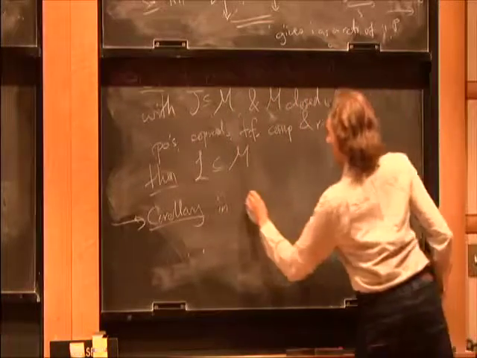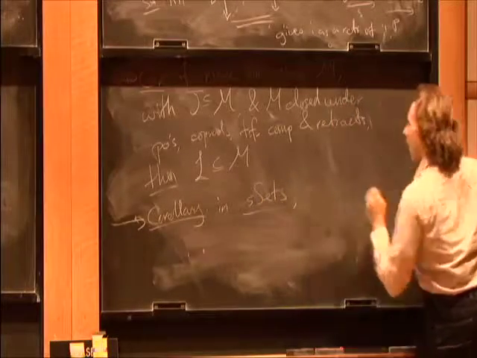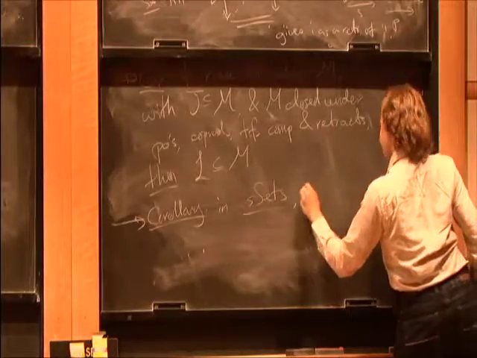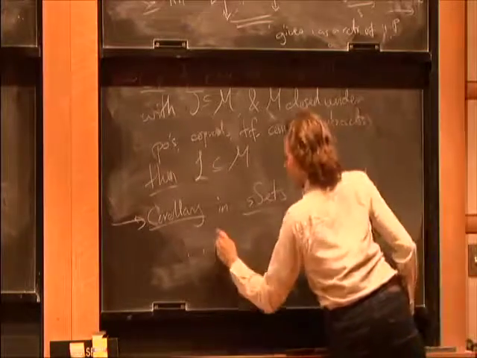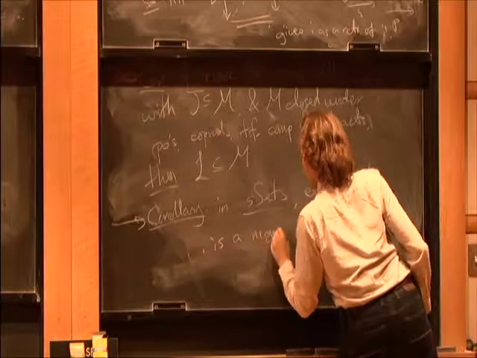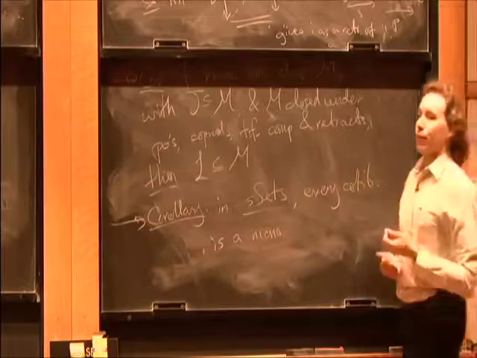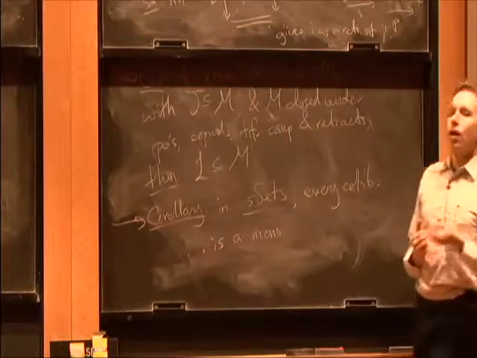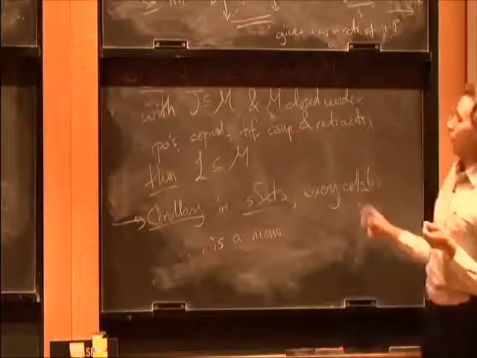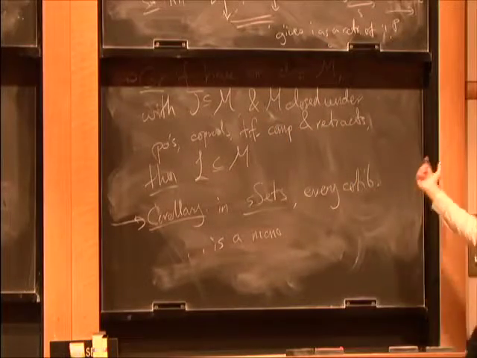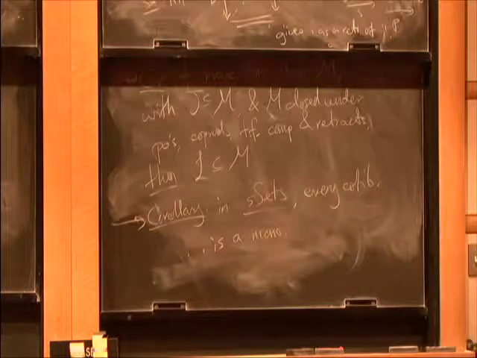meanwhile back on the ranch, every cofibration is a monomorphism. The generating cofibrations, these inclusions of things into their boundaries, were all monomorphisms, and monomorphisms are certainly closed under all these operations in a topos, and so every cofibration that we can make ends up being a mono.